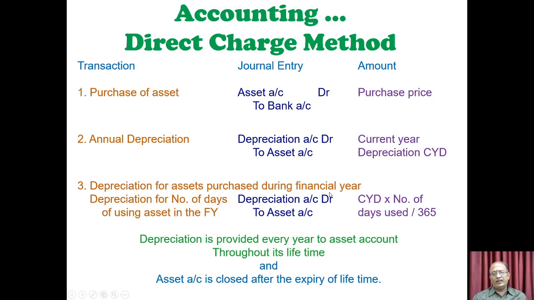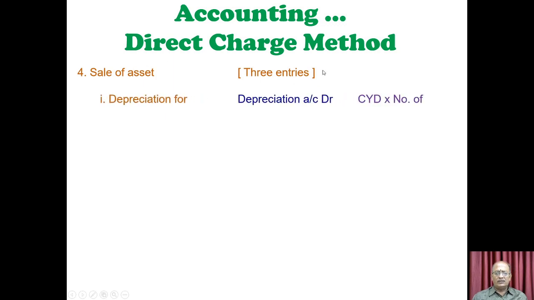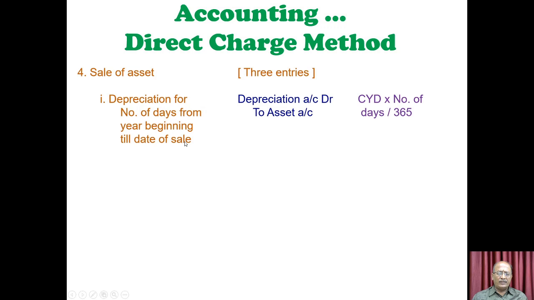This is the mechanism. Here there is one more thing we have to know in studying the journal, that is with reference to the purchase and sales. Purchase we have seen. If we have purchased it in between the year, how the depreciation is calculated, we have seen so far. But what about the sales? When there is sale of an asset, there are 3 entries to be given. One is depreciation for the number of days from the beginning to the date of sale.